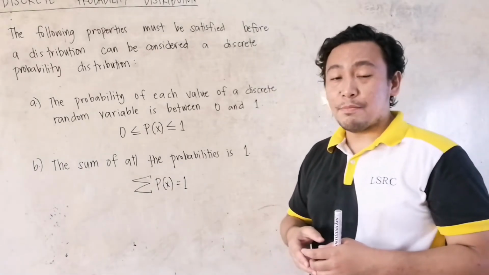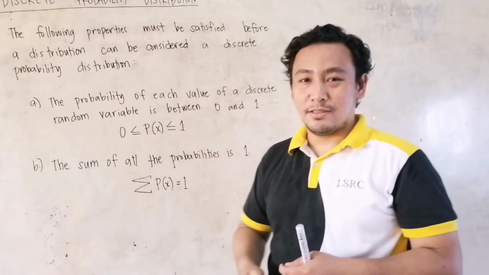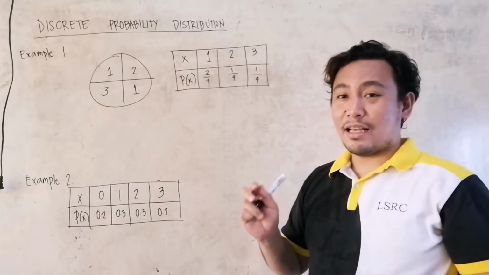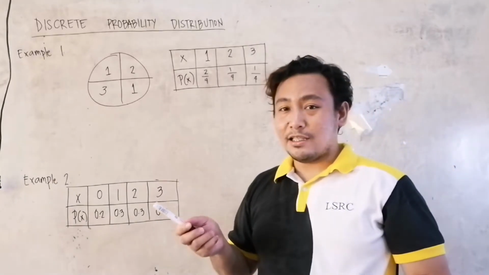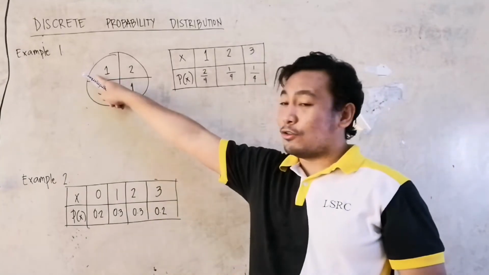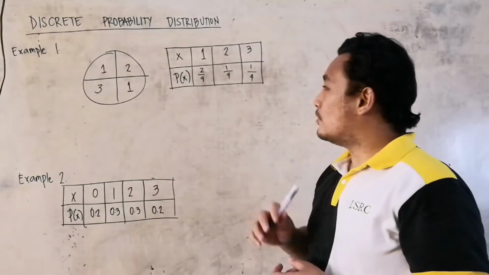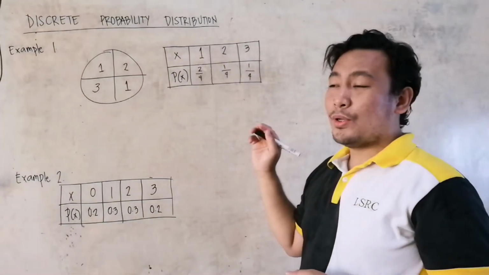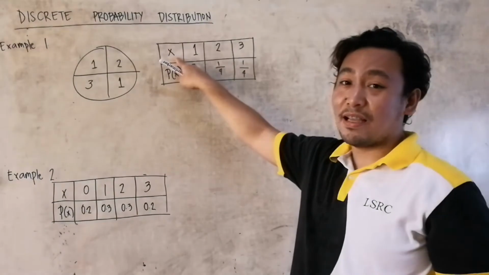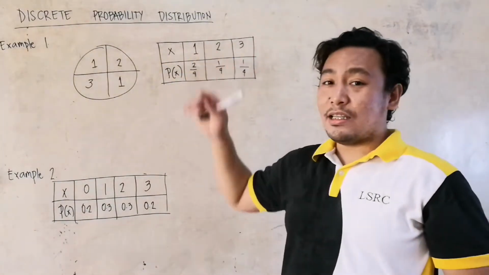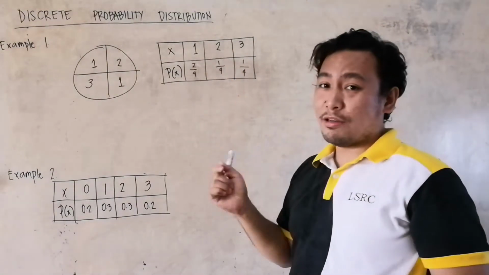So let's have some examples para mas masundan at mas maintindihan. The first example is yung spinner natin kanina wherein meron tayong 1, dalawang 1, we have 2, and then we also have 3. Since we have constructed the table kanina wherein sa x natin we have 1, 2, and then 3. And then for the probabilities natin, we have 2/4, 1/4, and 1/4.